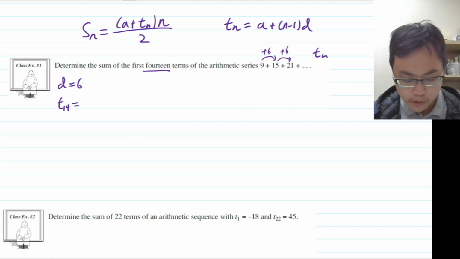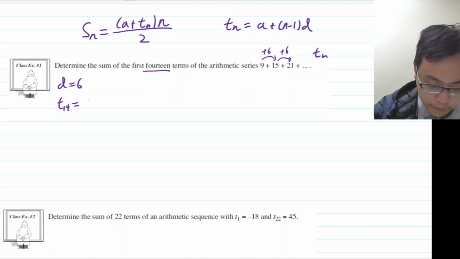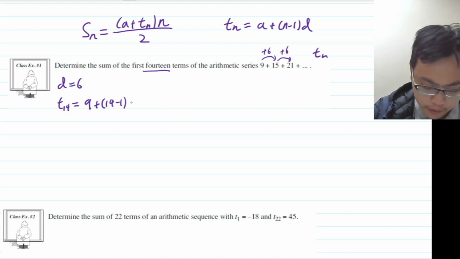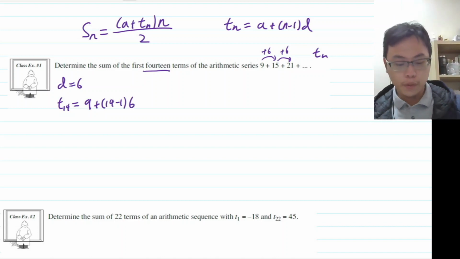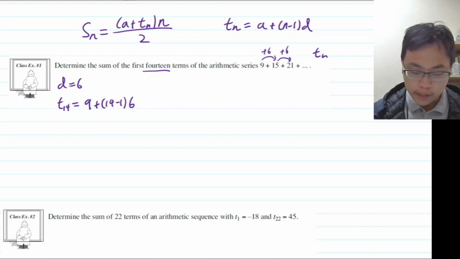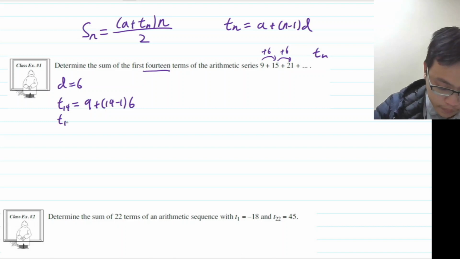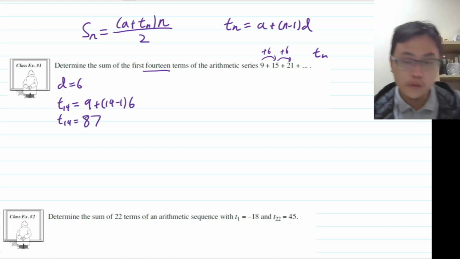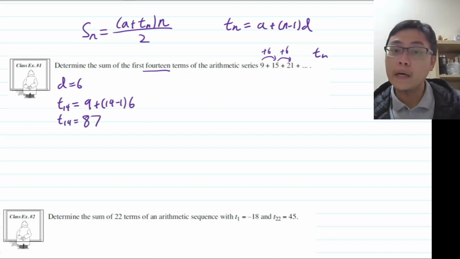T14 is going to be a, which is the first term, 9, plus 14 minus 1, and the common difference is 6. All we have to do is put this into our calculators. 9 plus 13 times 6, that's 87. So T14 is 87. I have my last term now.